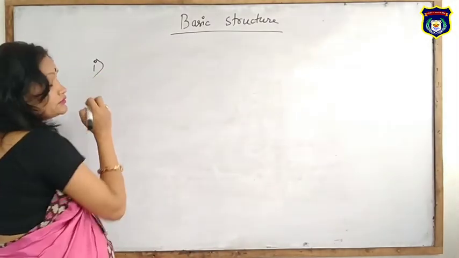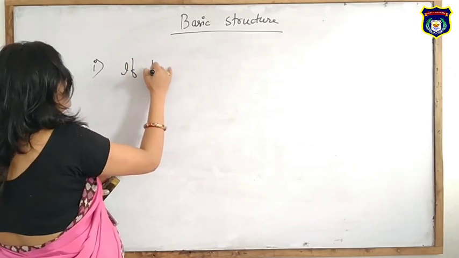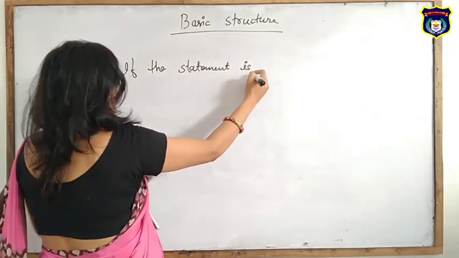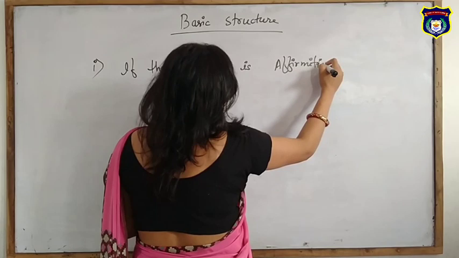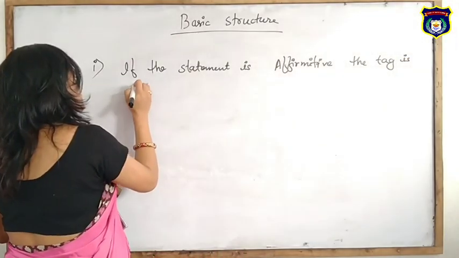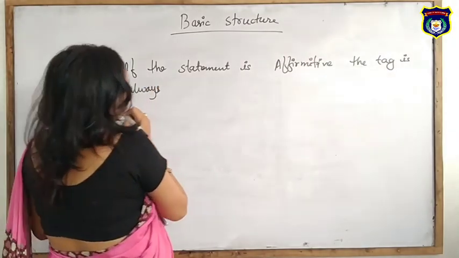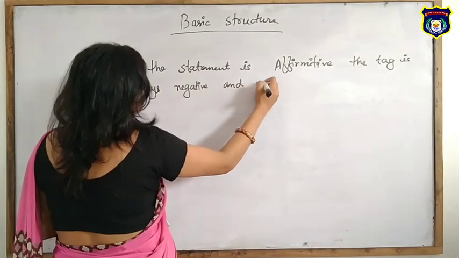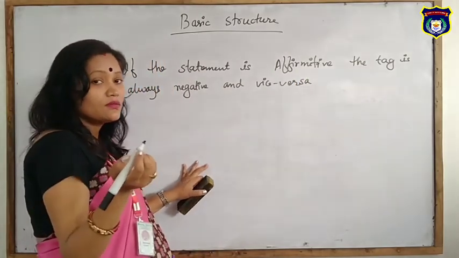Now, the first rule that we must not forget and always remember is that if the statement is affirmative, meaning all the positive sentences, the tag is always negative, as we have already mentioned before in the examples. And vice versa. Vice versa means if the statement is negative, then the tag will be positive.